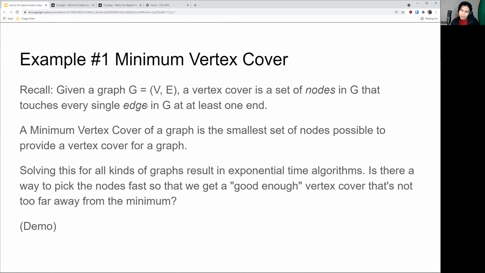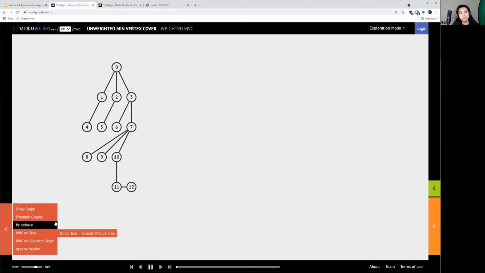Is there a way that we can pick nodes in a way that's just faster than what we had to do in exhaustive search, that would give us a good enough vertex cover? Good enough in this case just means that it maybe isn't the minimum possible number of nodes we can choose, but maybe it's bounded in such a way that we don't have to worry about it too much. Someone mentioned, hey, can't we come up with a greedy algorithm to satisfy this? Yes, but there's actually an even easier way to look at this.